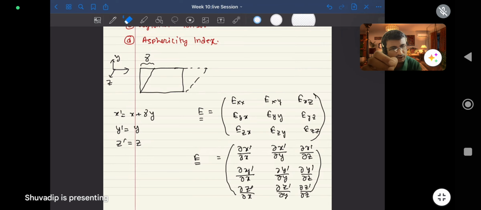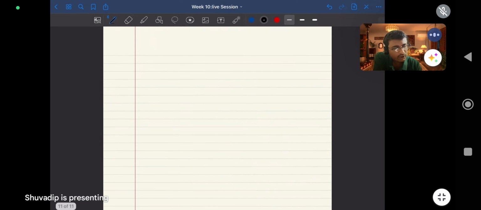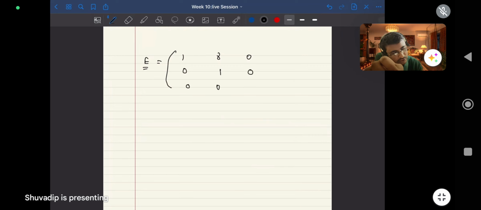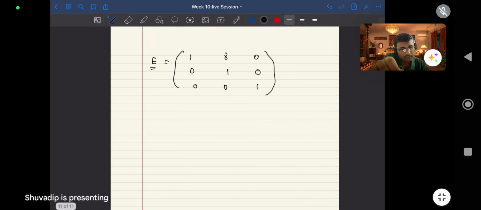So this is x. So the deformation gradient tensor will be, in that scenario, E is given by 1 gamma 0, 0 1 0, 0 0 1. So this is called the deformation gradient tensor, and using this you can get the history of deformation.